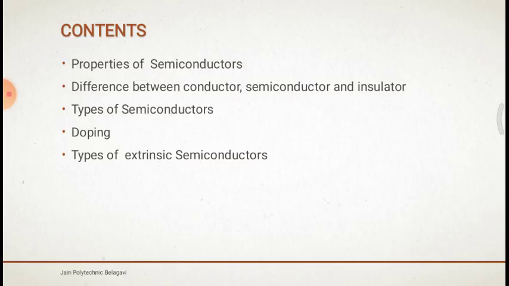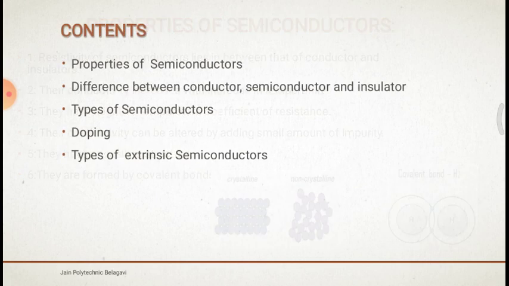First, we'll see what are the contents of today's video. First, we'll see what are the properties of semiconductor. Next, the difference between conductor, semiconductor and insulator. Types of semiconductors, next doping and types of extrinsic semiconductors. One by one we'll see in this video.